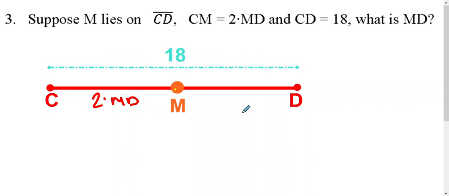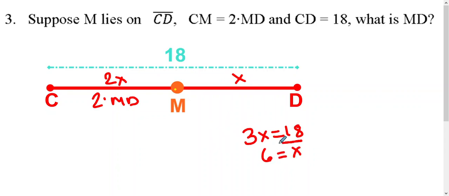So the way we're going to figure this out is that we know that this is worth twice it, and this is worth once it. So if we add those all together, we get 3x. And all together they're 18, which would give us x is 6. Not our answer, though. We want to know what MD is, not what x is. Since they're the same thing, we can substitute in and get MD is 6.